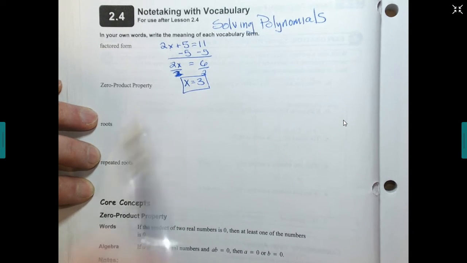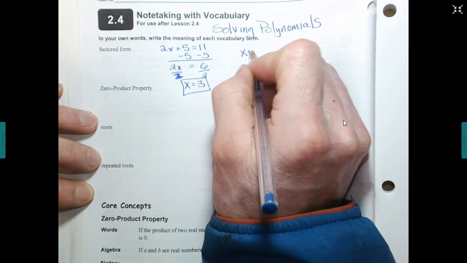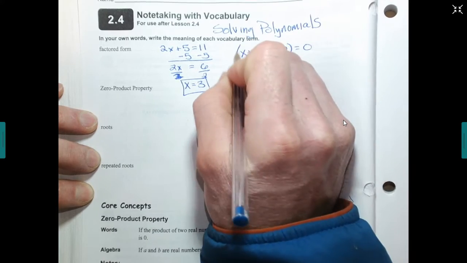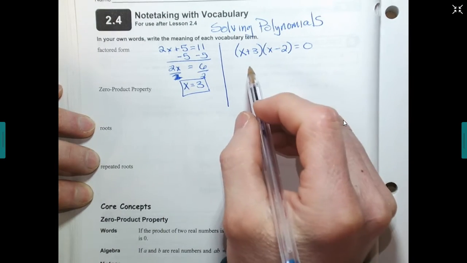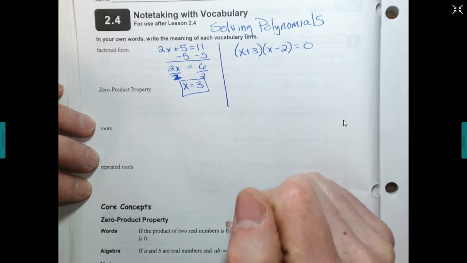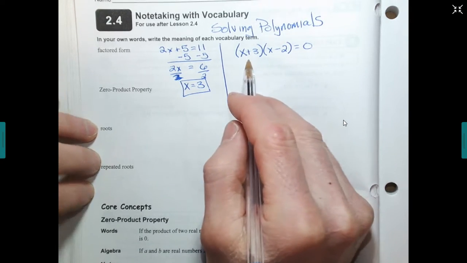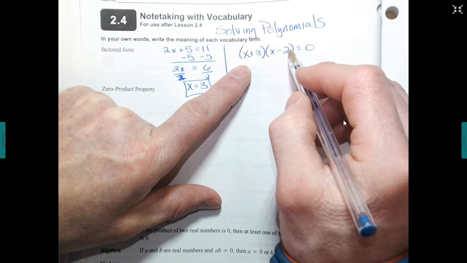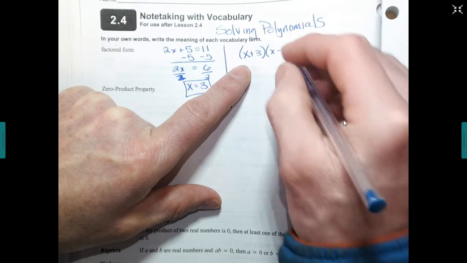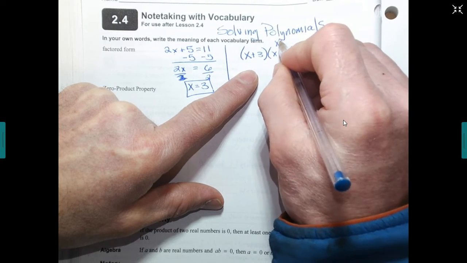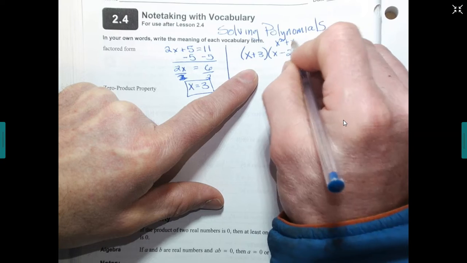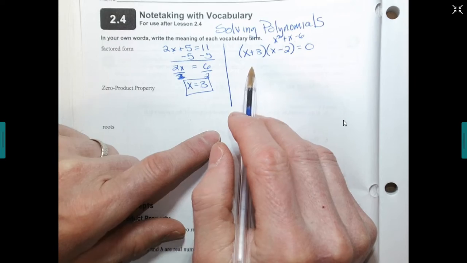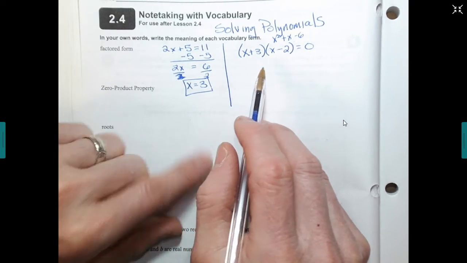Now, what if I have something like this? x plus 3 times x minus 2 equals 0. How do I solve that? Well, this is factored out. What this original equation actually is, if I were to multiply x times x, times negative 2, 3 times x, 3 times negative 2, what I would have originally had is x squared plus x minus 6. That's the original problem. But it's factored out like this, which is good, because now I can solve this problem.